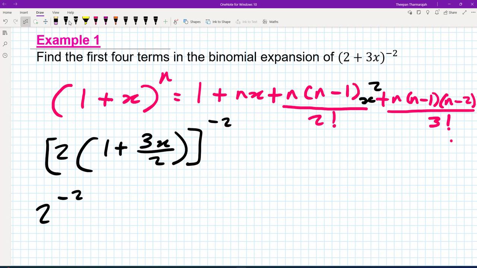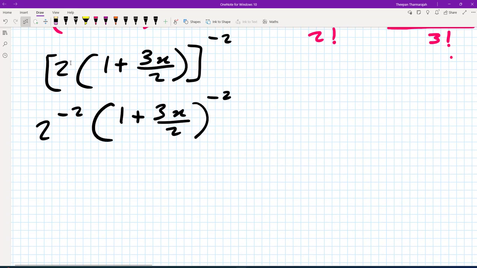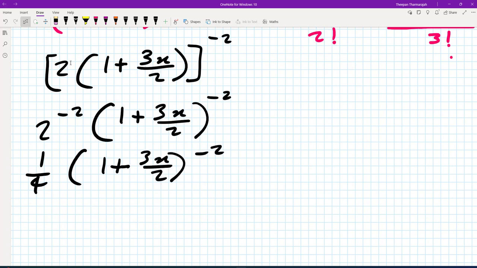So we get 2 to the power of minus 2 times 1 plus 3x over 2, all raised to the power of minus 2. So we're going to get a quarter times 1 plus 3x over 2 raised to the power of minus 2. So now we have to use the binomial expansion. So put a quarter on the outside. That's our constant term, if you like. And then now we're going to use the binomial expansion formula.